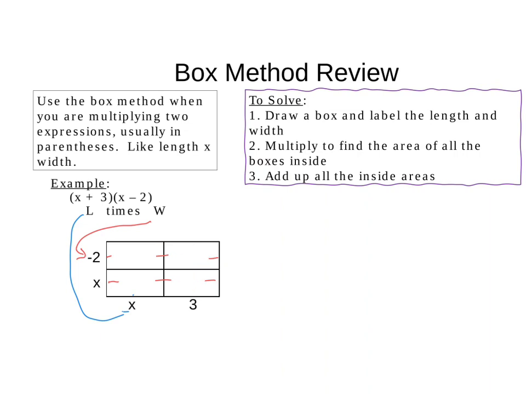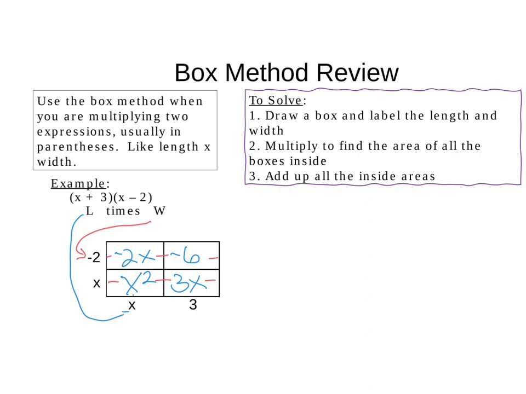So let's take a look at the first one. It says x times x. Well, x times x is x squared, right? Now we have x times -2. Sounds tough, but it's not. It's just -2x. X times 3, again, is simply 3x. And -2 times 3 is going to be -6. So we have all our products. We've multiplied everything out, and we filled up all our boxes.